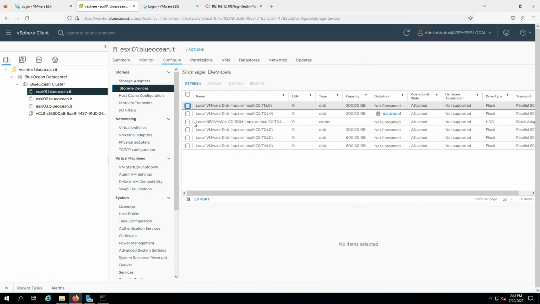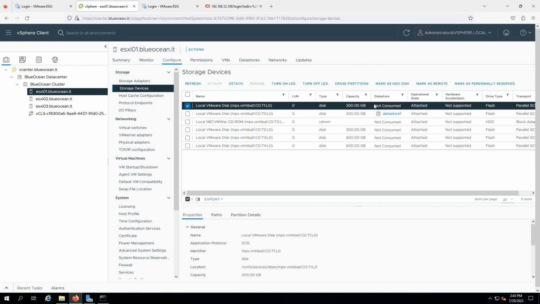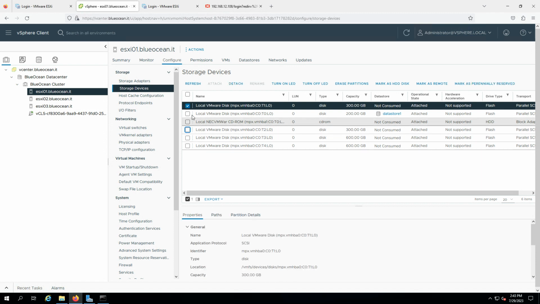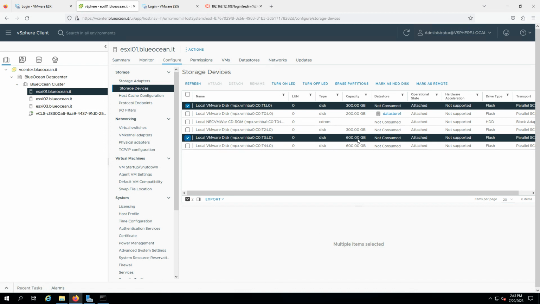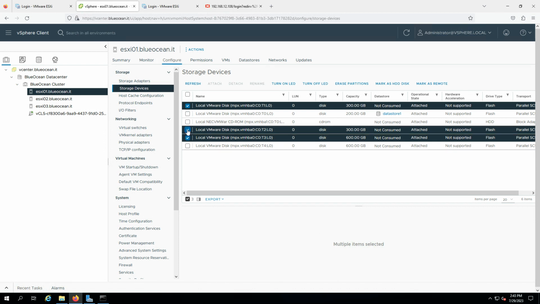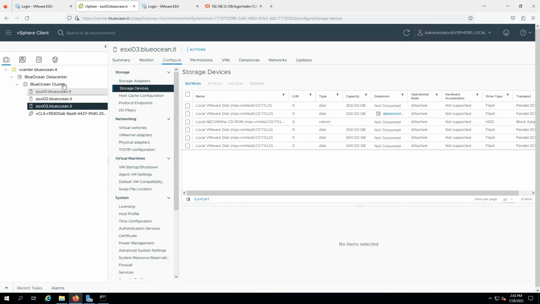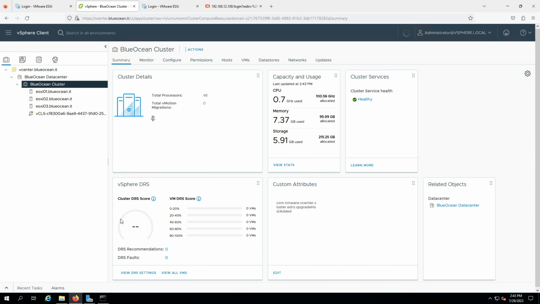Okay. So what we're going to do, we're going to use the first disk for the cache. You see, it's less than the capacity. We're going to do the first and the second, the first for the cache and this for the capacity, and we use another disk group, create another disk group, the first one for the cache, and the last for the capacity. So that's it. So we're going to enable vSAN.